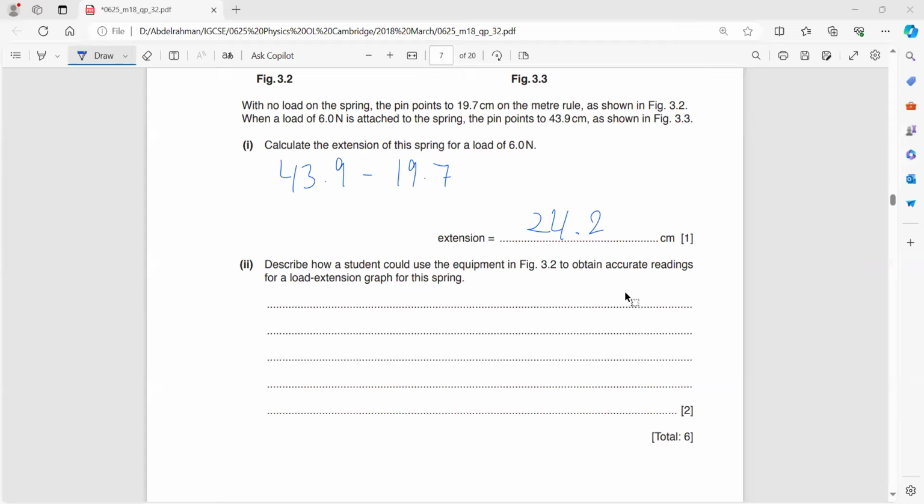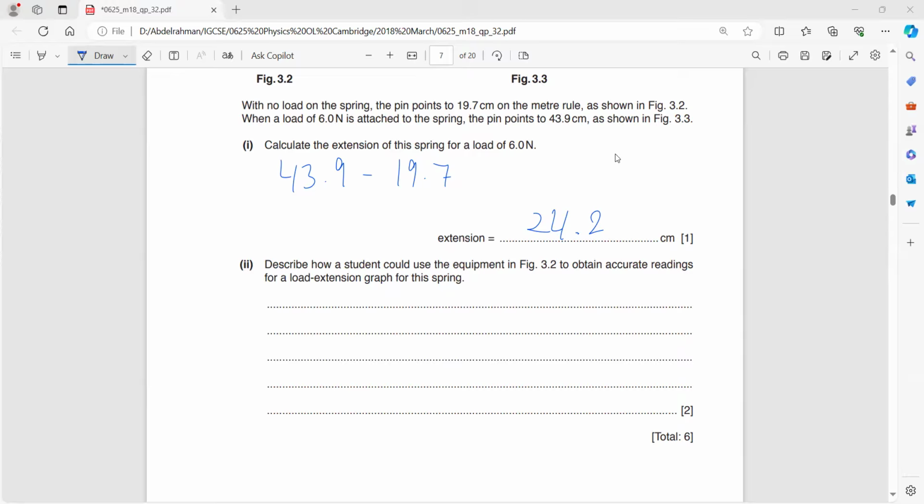How can I find an accurate reading? Describe how the student can use the equipment. Take the reading perpendicularly. Okay, that could be one of the answers. What should he do? He should use the ruler to take the initial reading as he did.